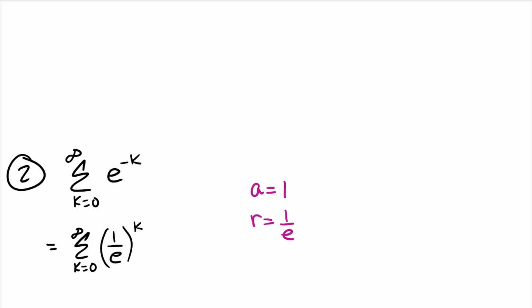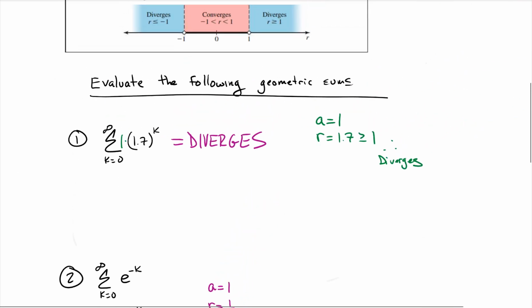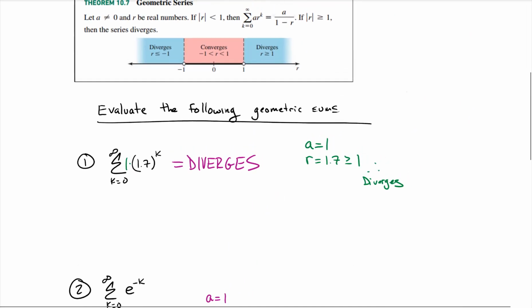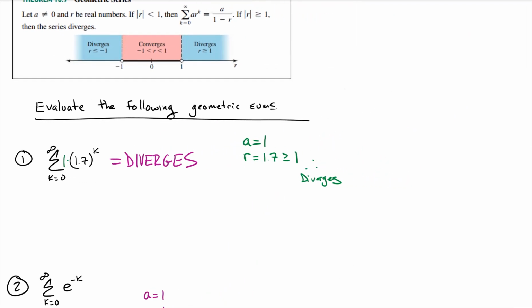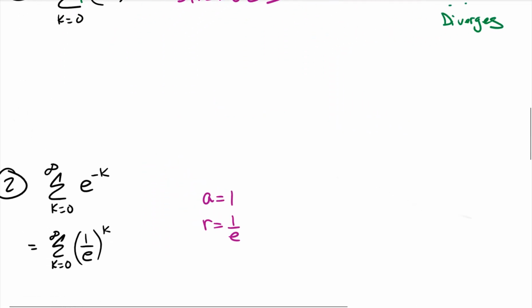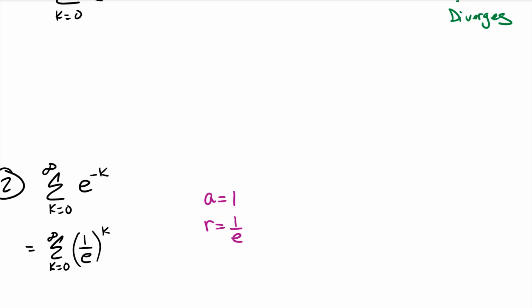Well, e is a number between 2 and 3. 2.71828, blah, blah, blah, goes on forever. But that's in between negative 1 and 1, isn't it? So this is saying it will converge. So we just need to be able to plug it into our formula. So it's going to be A over 1 minus R. No biggie. So we're saying this is going to be equal to A over 1 minus our R.